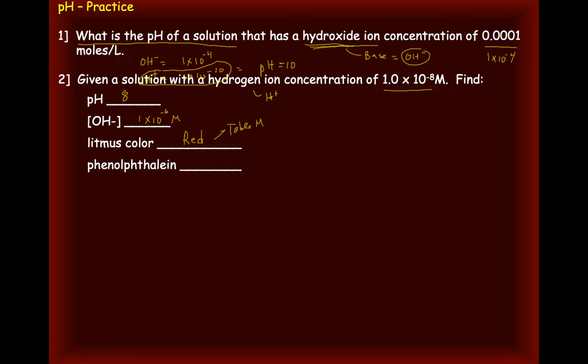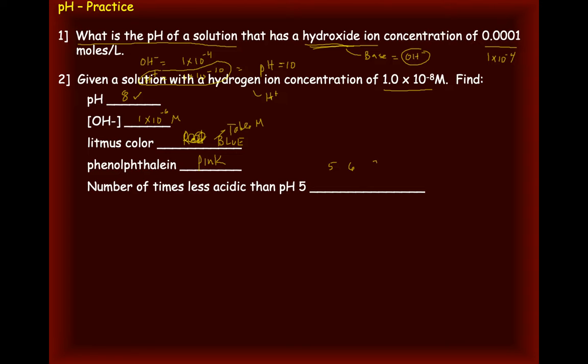Phenolphthalein, because it's a basic solution, I'm sorry, litmus would be blue. Blue in a base, in a basic solution. Again, you'll see that in Table M. Phenolphthalein in a pH 8 solution would be pink. Okay. Number of times less acidic from 5. So think about that. So you go 5, 6, 7 to 8. You would go 1 pH point, 2 pH points, 3 pH points. So that's really 10 to the 3, which is 1,000 times different, right?